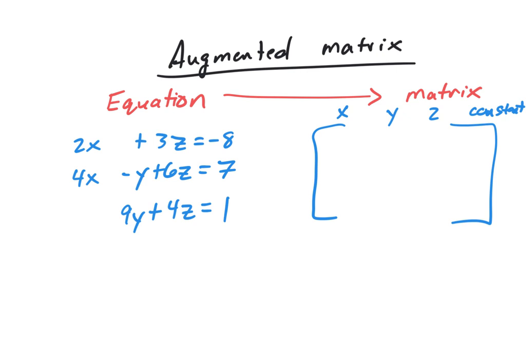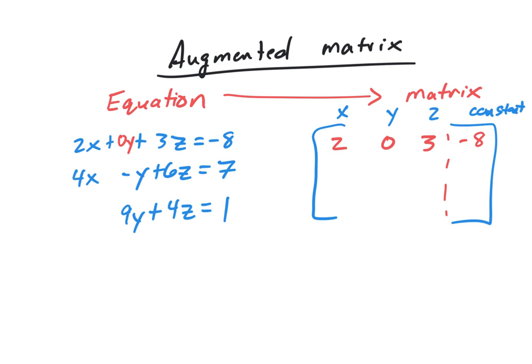Because I'm missing a y value right here, I would treat that as like a 0y. And we have to include that in our matrix. So sometimes we don't have all the variables included. So we're going to go 2, 0, 3, negative 8. We're just putting in the coefficients.